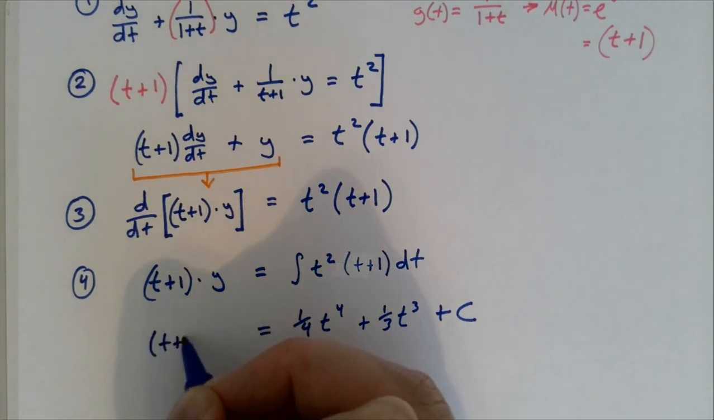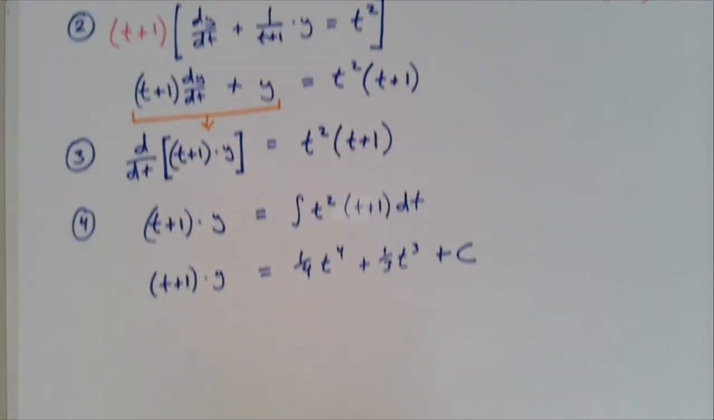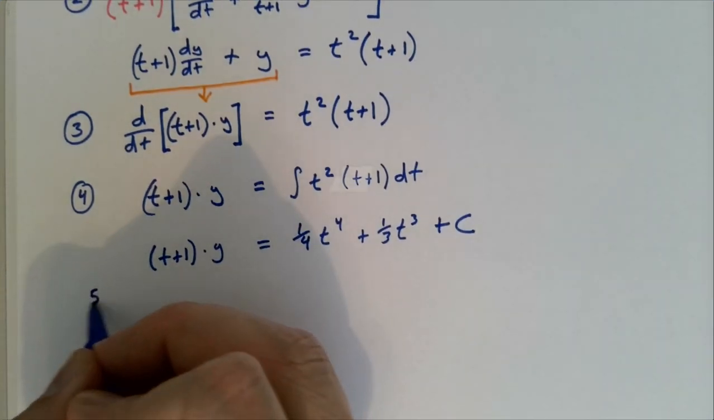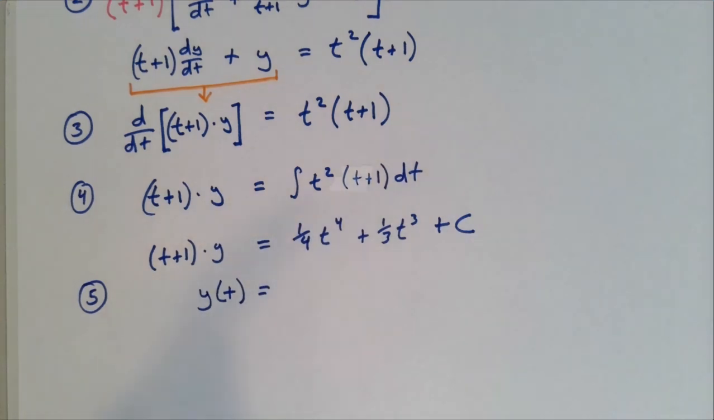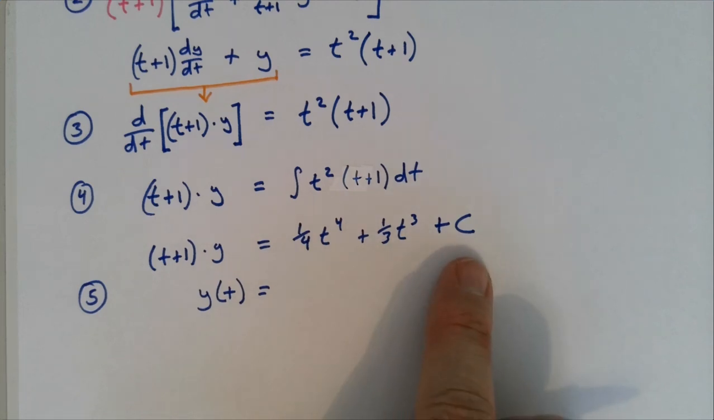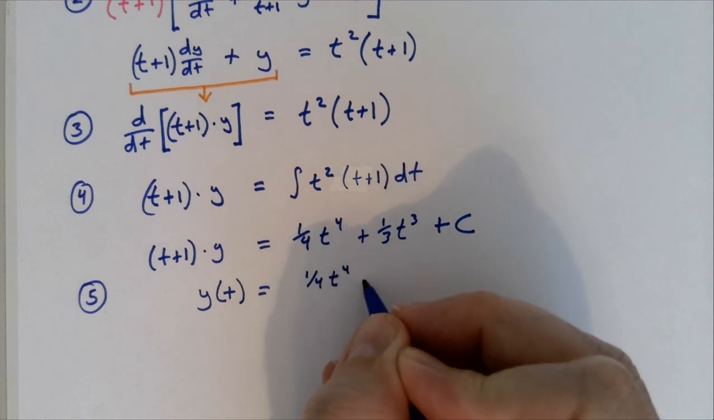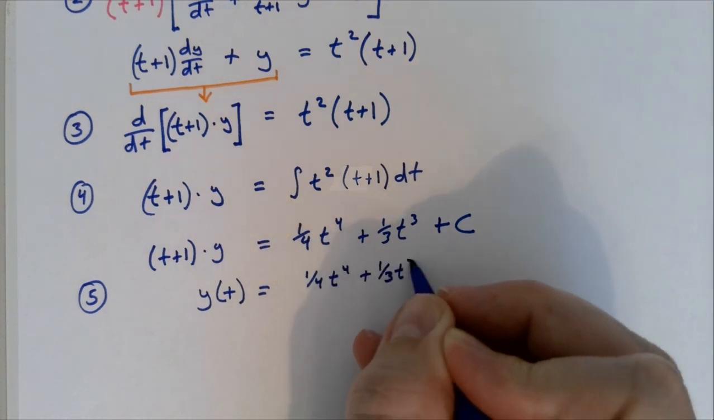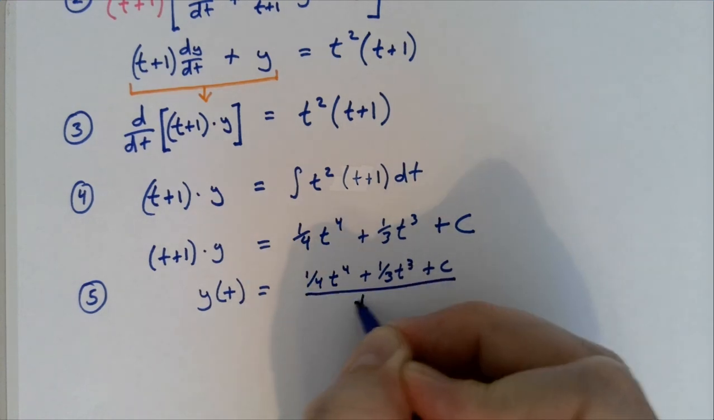So this side is still t plus 1 times y. And the last thing I have to do is just divide by this factor in front of it. So step 5, I'm just going to write my solution, y of t equals the right-hand side all divided by t plus 1. Now, you can get fancy and try to factor this thing, but in the end, it's just 1/4 t to the 4th plus 1/3 t cubed plus constant c, all divided by t plus 1.